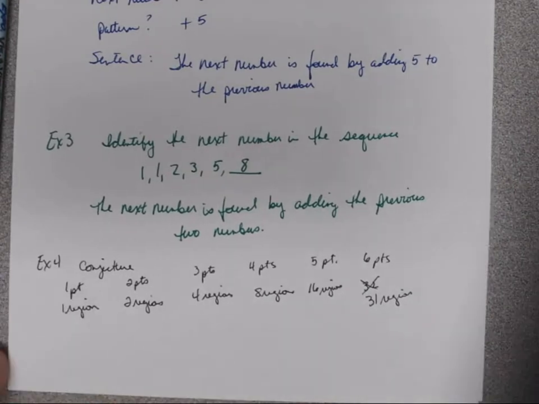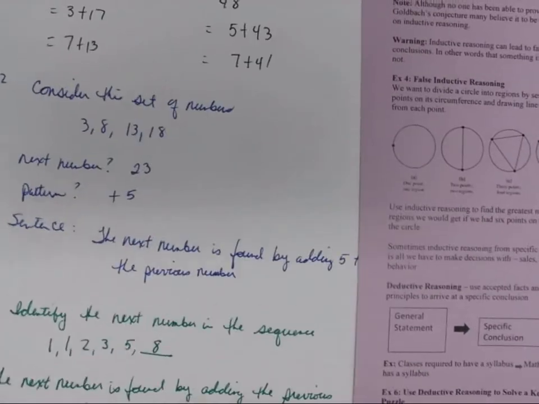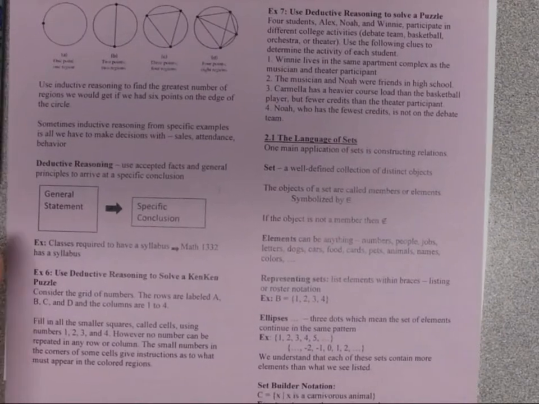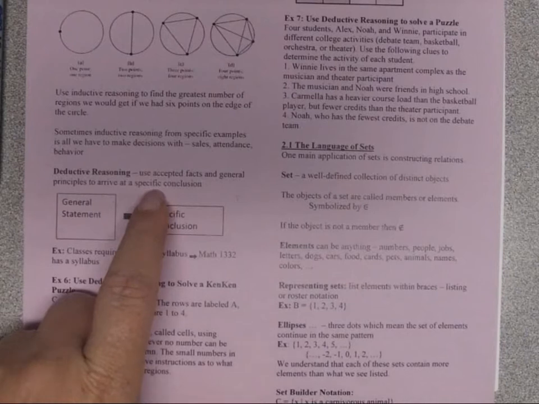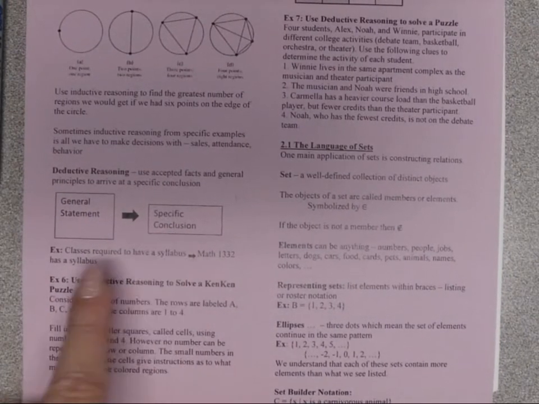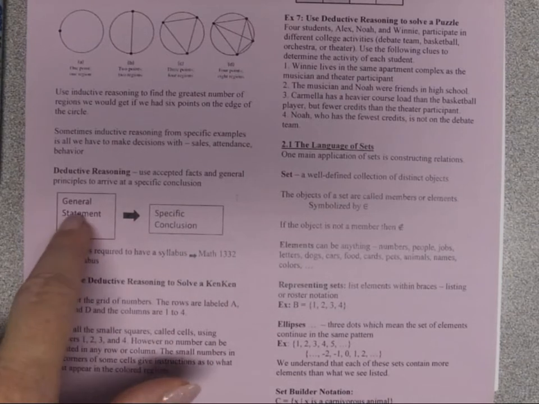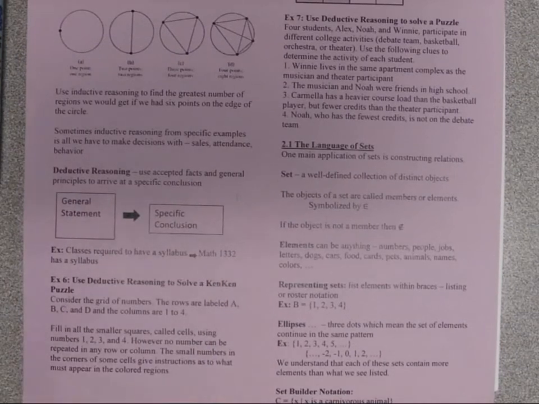Okay, so let's go talk about deductive reasoning. Deductive reasoning tells us to use accepted facts and general principles to arrive at a specific conclusion. So a general statement gets us a specific conclusion. Example, every class is required to have a syllabus. So if all classes are required to have a syllabus, we can conclude that our Math 1332 class has a syllabus. That's one way to look at that.